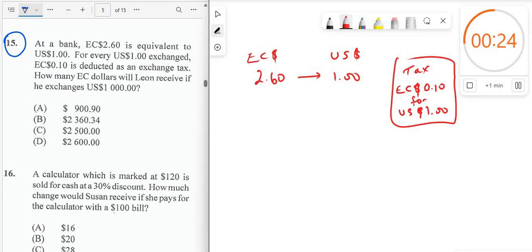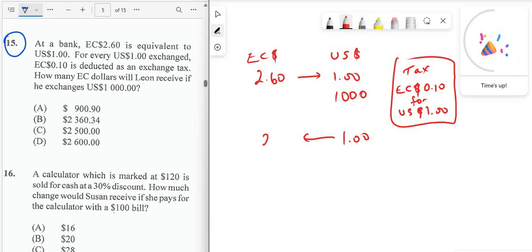Okay, so here's the thing. There are two ways we can actually do this. Well, he exchanged $1,000, right? So he exchanges $1,000, but remember, 10 cents comes off. So rather than using $1 to 2.60, we're going to take off 10 cents from the EC dollars. So that's going to be US $1. For every US dollar, the actual exchange rate will be 2.50 really coming out.